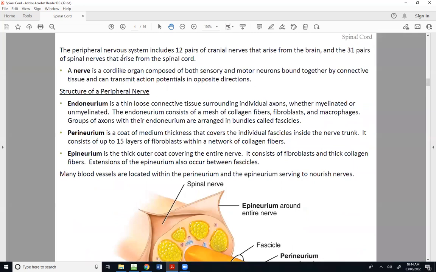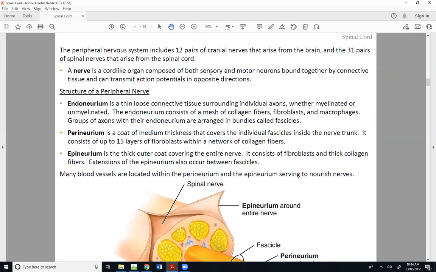All right, our peripheral nervous system, we've talked about this before. It includes 12 pairs of cranial nerves arising from the brain, and 31 pairs of spinal nerves arising from the spinal cord. The definition of a nerve is a cord-like organ composed of both sensory and motor neurons bound together by connective tissue. And since it has both sensory and motor neurons, it can transmit action potentials in opposite directions.